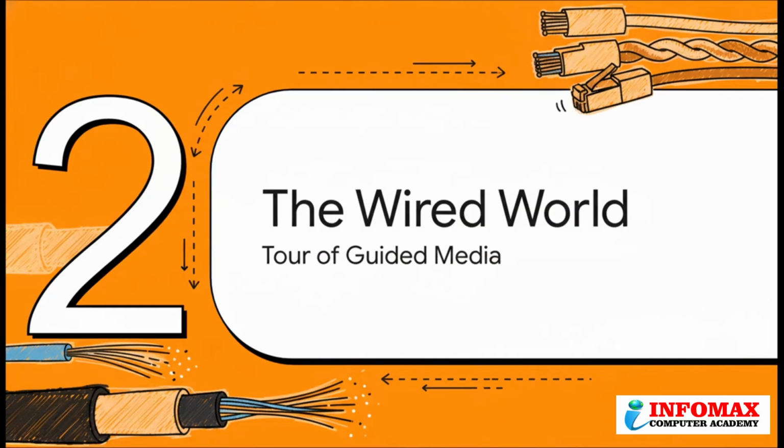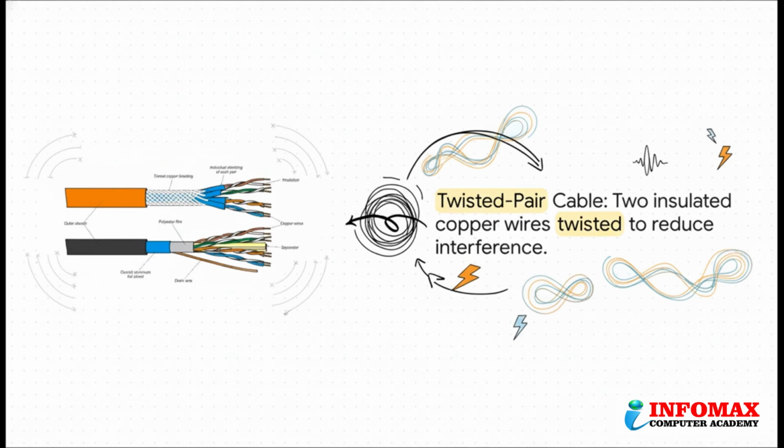So let's start by taking a tour of that first lane, the physical, wired world of guided media. We're going to look at the three main types of cables that really form the backbone of almost all of our networks. First up, we've got the humble twisted pair cable.